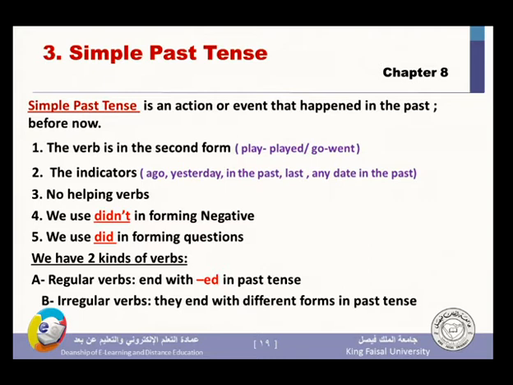Cry, cried. But irregular verbs are the verbs that are made in the past form by changing the whole verb. So break becomes broke, broken. Go becomes went. Drink becomes drank. These are what we mean by irregular verbs.